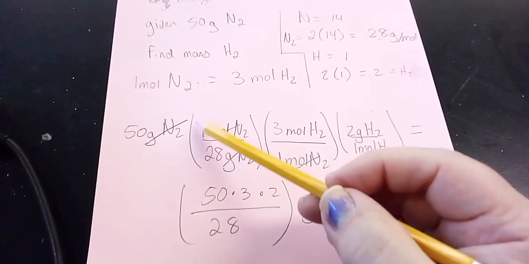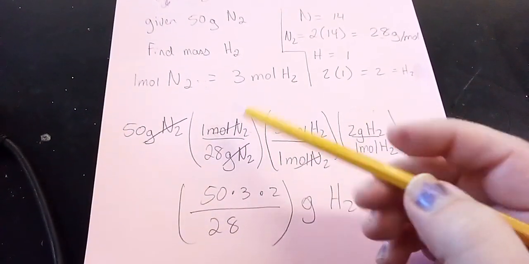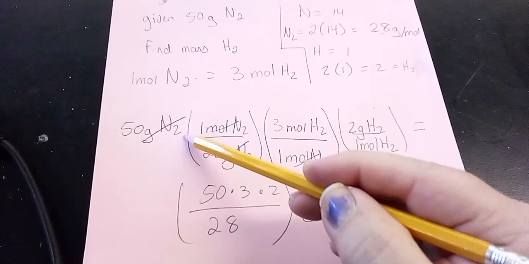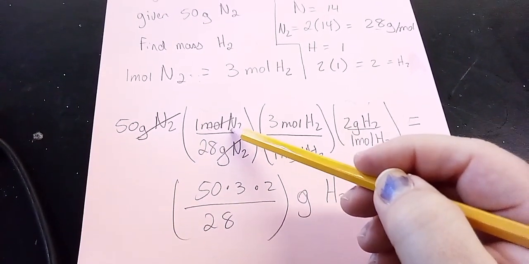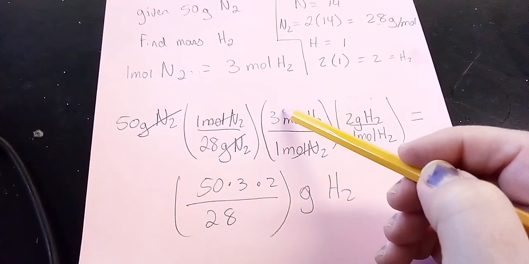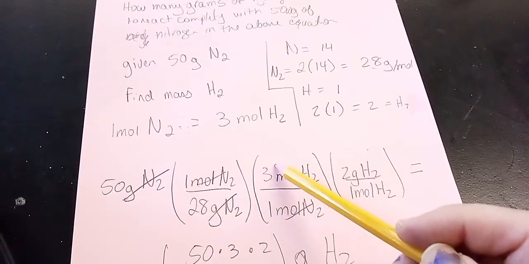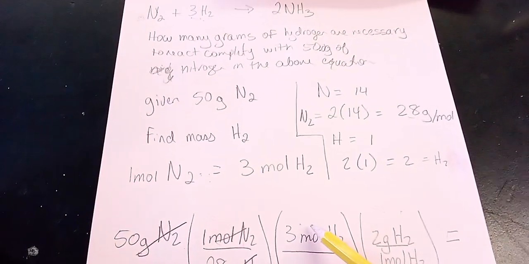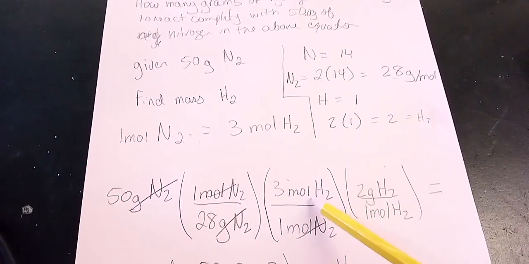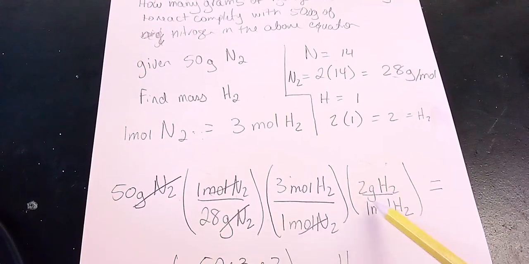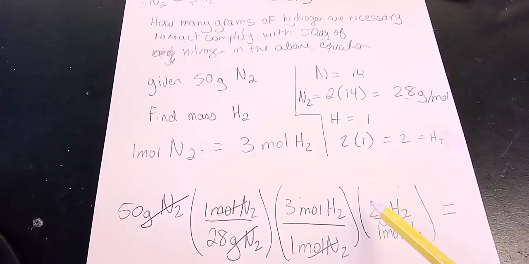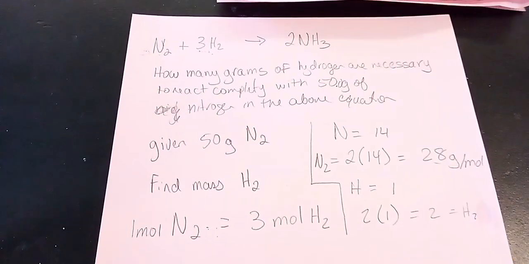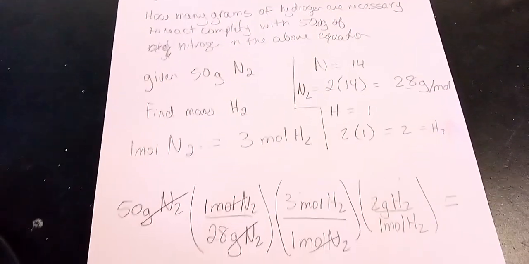So again, your first step is always to convert the mass of the compound into moles, and then use the molar ratio from the equation that you're given to convert the moles of one substance to the other substance, and then you convert the moles of the substance that you want to find to mass by multiplying by the molar mass of the substance. Hope that this helps out.